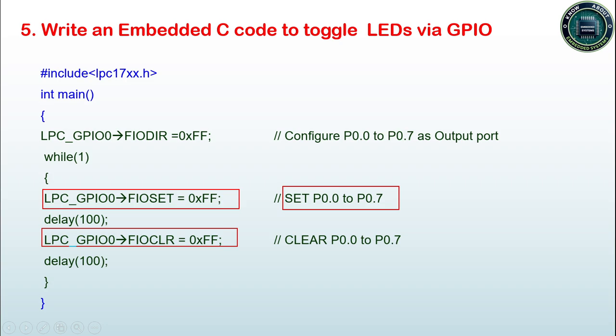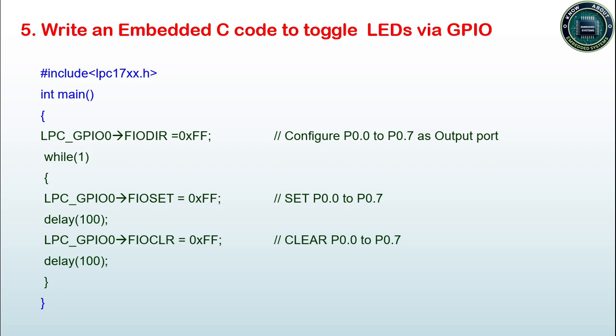Similar to that, I'm going to consider one more register, FIOCLR with 0xFF. It will clear P0.0 to P0.7. In between, I'm using a delay of approximately 100 milliseconds. So this is a simple code. You need to type it on the notepad during the interview. You have to write it, show it to the interviewer, and try to explain what the registers are and how they work. I hope this is clear. This is the most expected programming question, especially for embedded C.